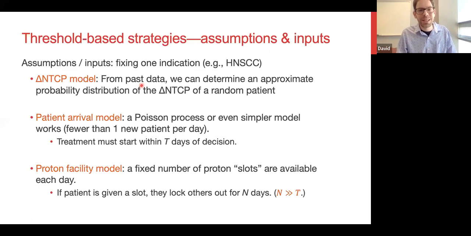So with enough data, we can essentially fit the probability distribution to the delta NTCP values. So we are able to say when a random patient comes tomorrow, their delta NTCP, which is a random variable, has a known distribution. Of course, then we have to study possibly the uncertainty in the distribution, etc.